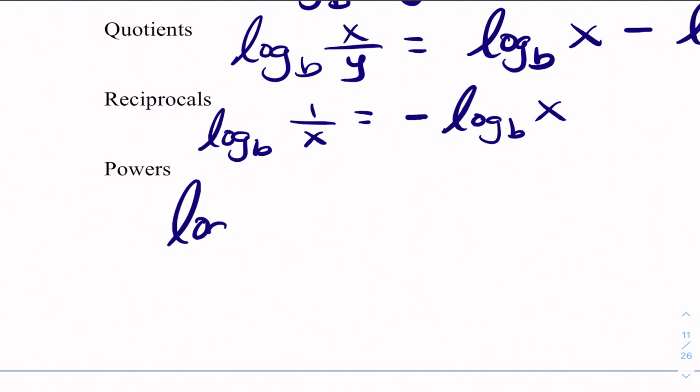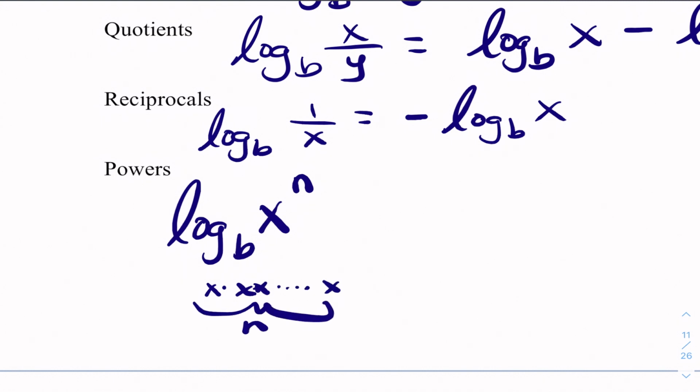Subsequently, if you have something raised to a power, let's say x to the n, just like we did with powers raised to a power, this is just n copies of x multiplied together. This is x times x times x, and we have n of these. Well, what we said before is if we have multiplication inside, we just turn that into addition. So we're adding log of x n times, which means n log base b of x.